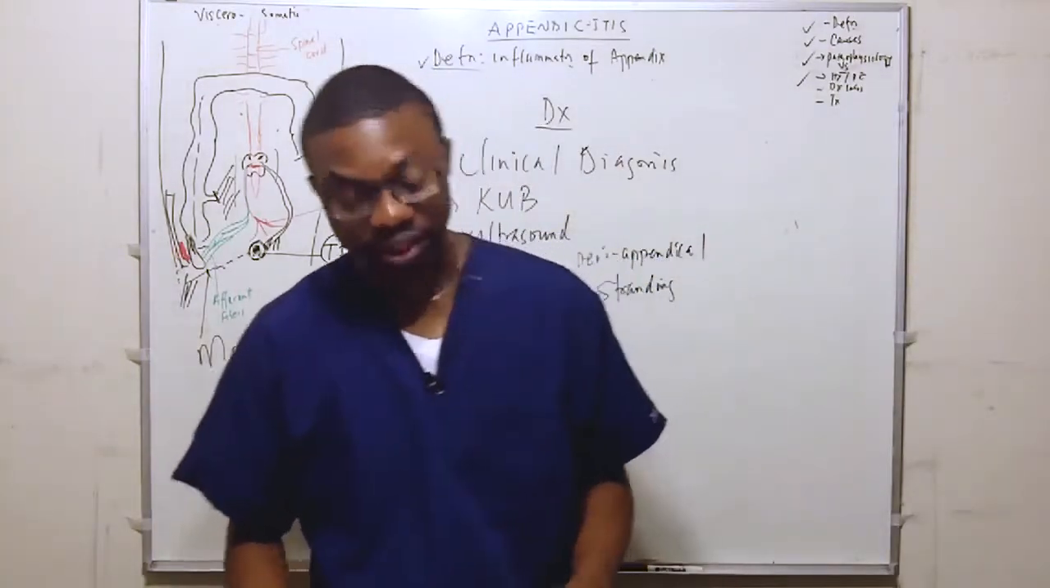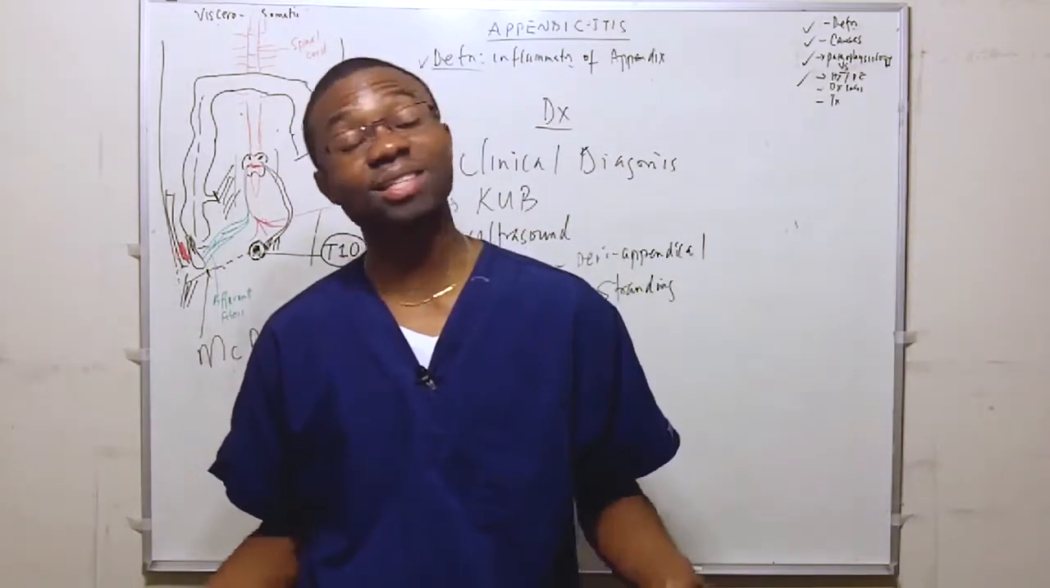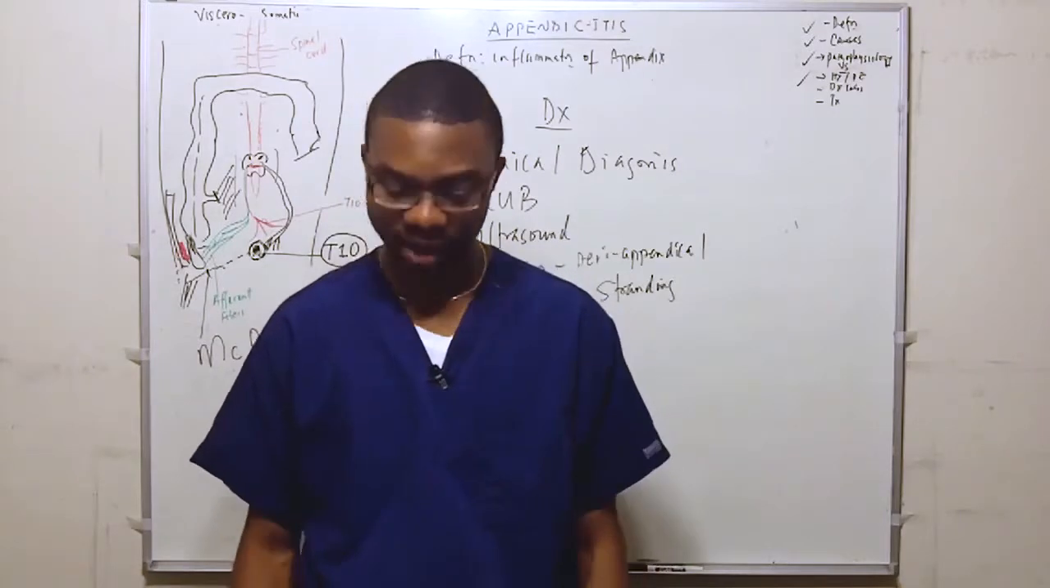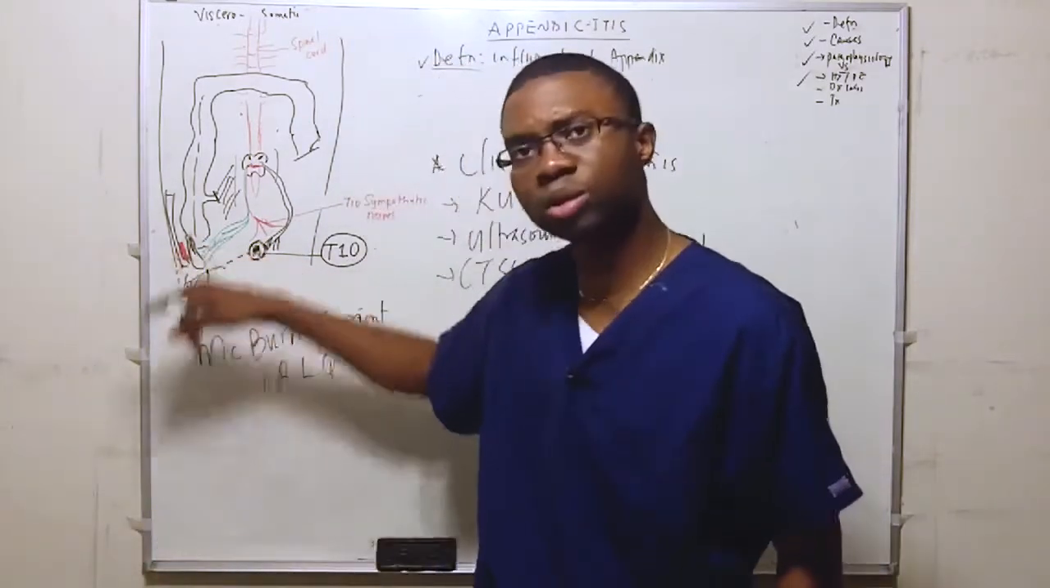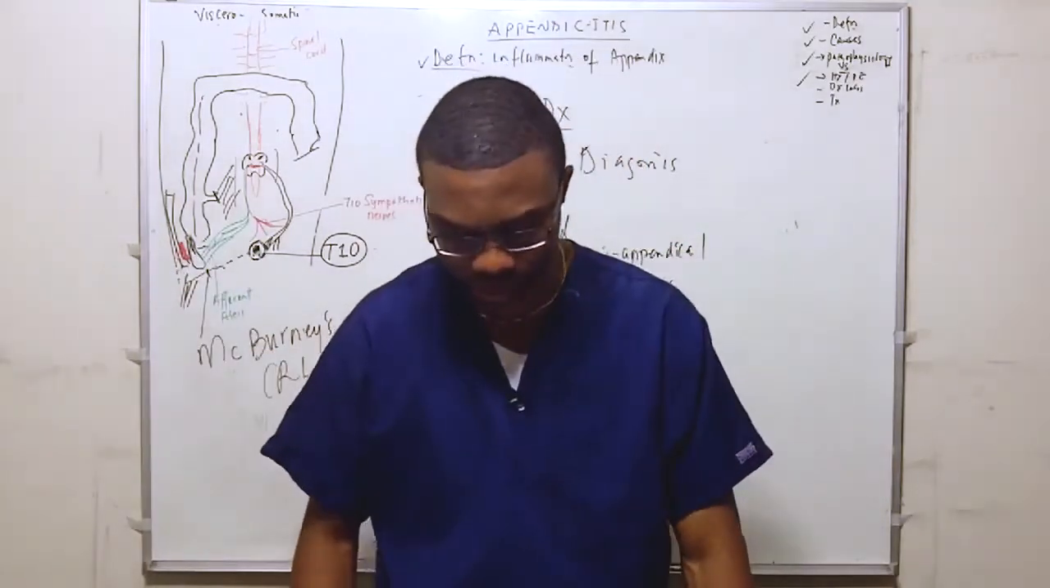So that's one thing you're going to notice on the CAT scan. And the CAT scan is the most specific. It can actually show you what the appendix looks like. And the appendix is always large. It has a lot of fluid, right? Inflammation causes a lot of fluid around the area.